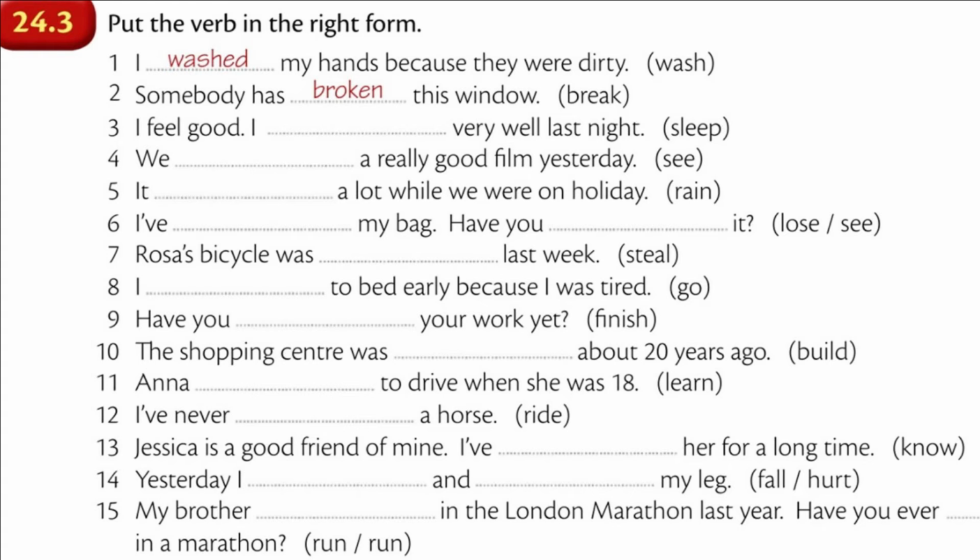24.3. Put the verb in the right form. Number 1. I washed my hands because they were dirty. Number 2. Somebody has broken this window. Number 3. I feel good. I slept very well last night. Number 4. We saw a really good film yesterday. Number 5. It rained a lot while we were on holiday.